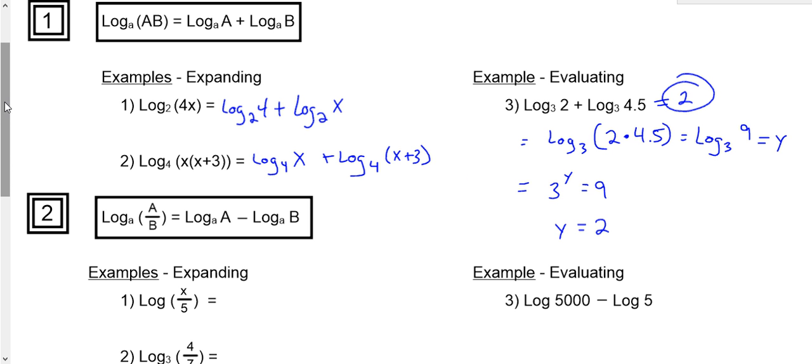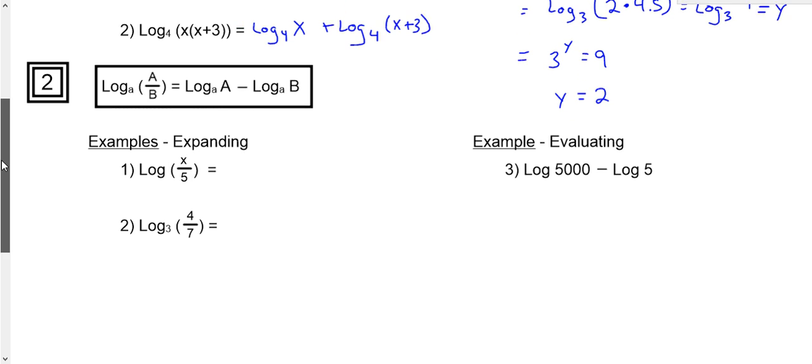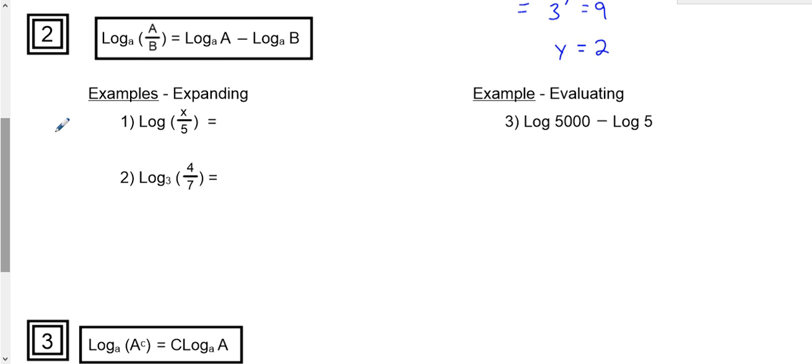Okay? Now let's look at the second law. The second law is to take log base a of a divided by b and to split that up into 2 expressions that are being subtracted: log base a of a minus log base a of b. Again, we will expand and we will evaluate.